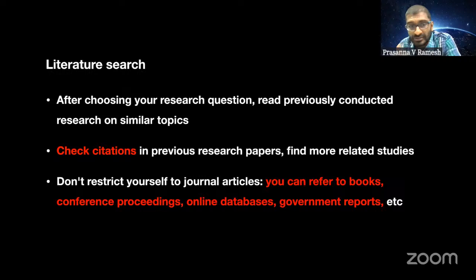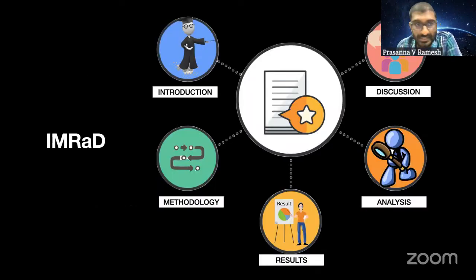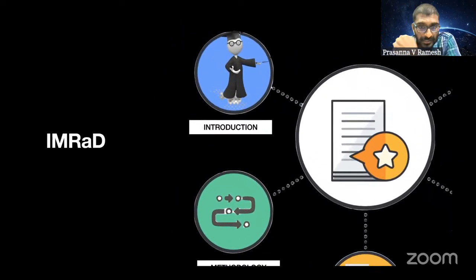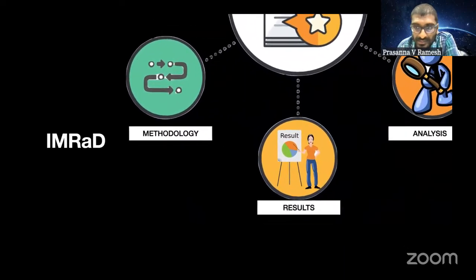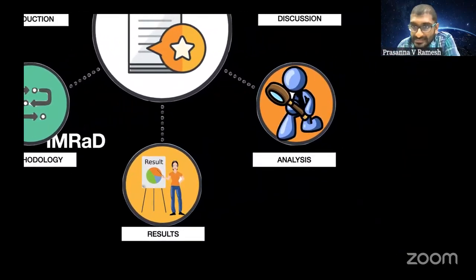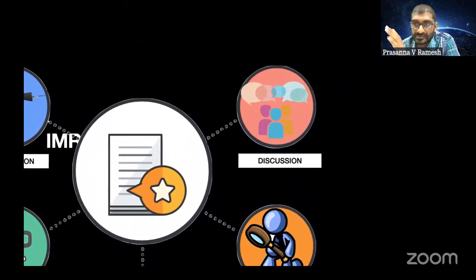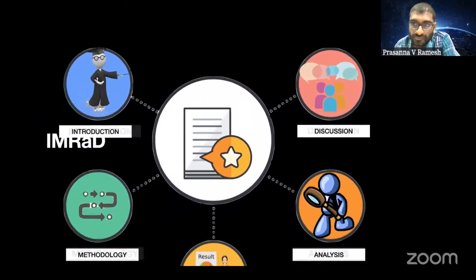You can also refer to books, conference proceedings, online databases, and government reports as well, especially during the times of COVID. It moves beyond papers rather than being limited to one particular agenda. This is the IMRAD structure that I wanted to show: the introduction, then the methodology, then the results, then the analysis, followed by the discussion, which are the 5 important facets of a particular paper.